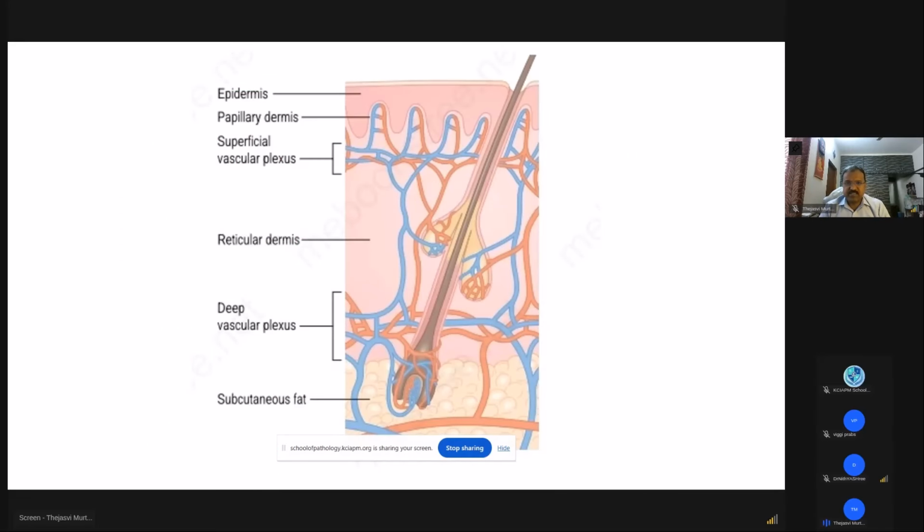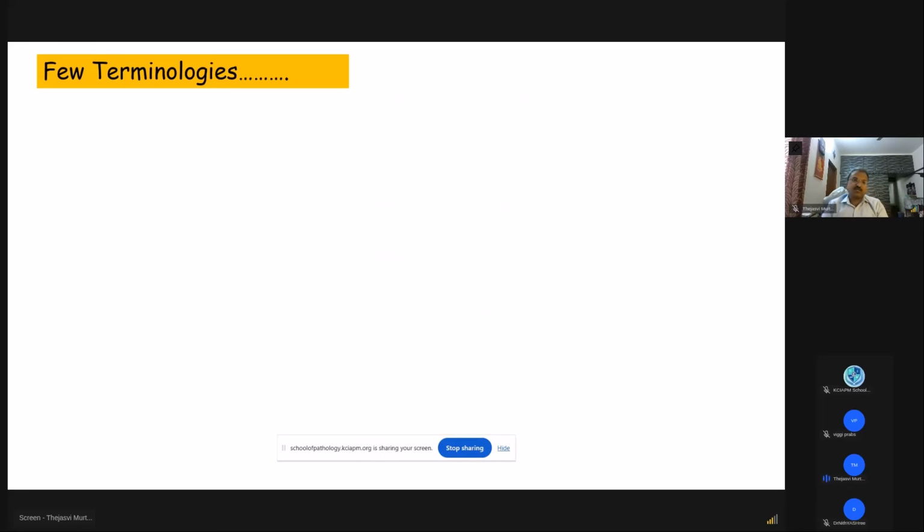So usually the vascular supply has a lot of anastomosis. There's a deep vascular plexus, a superficial vascular plexus, and there is vascular anastomosis around the pilosebaceous units as well. Okay. So moving on, a few terminologies for the beginners you should be aware of, because we'll be using them in the course of this session.